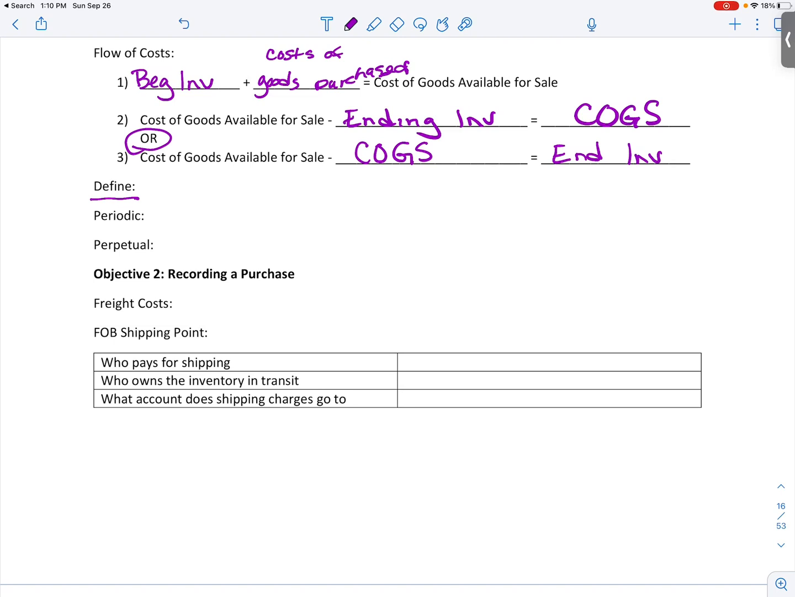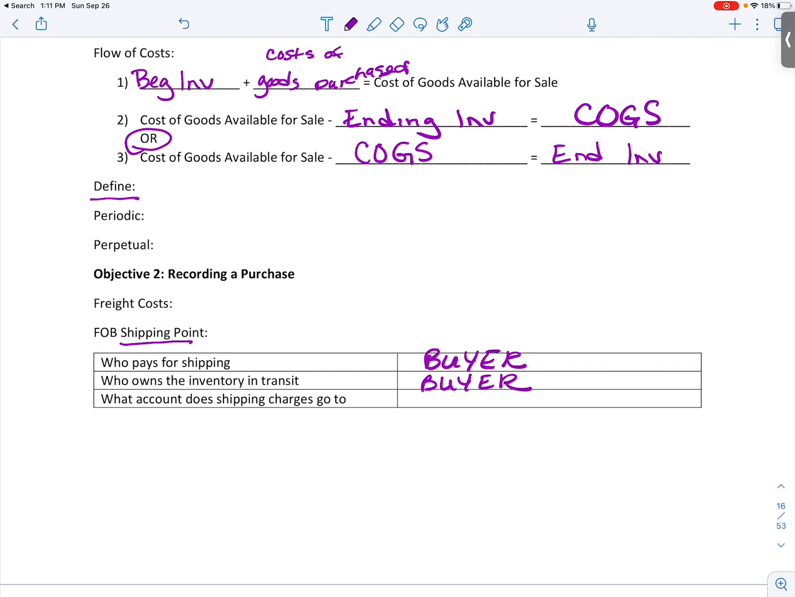First, we have to talk about these freight costs. Freight costs are what it costs to get our merchandise from one point to the other point. And there are terms called FOB shipping point. FOB shipping point tells me who's paying for the inventory, who owns it, and how we're going to account for these charges. So if in our terms of purchase it is FOB shipping point, the buyer is going to pay for the shipping, and as soon as that merchandise is on the truck, the buyer owns it. That's good to know for not only balance sheet purposes, but also for liability and other reasons.